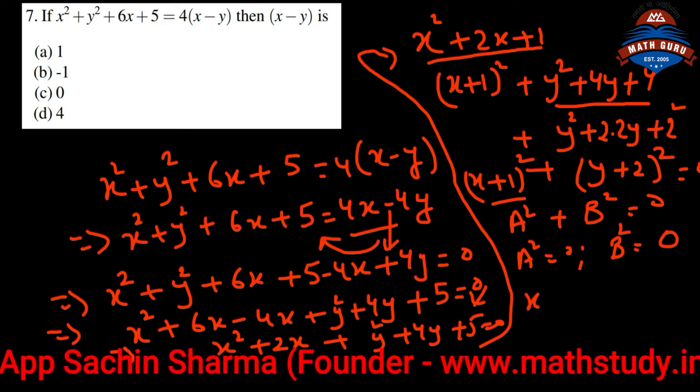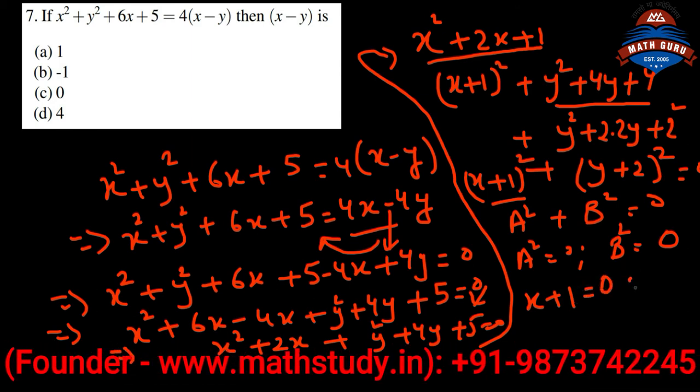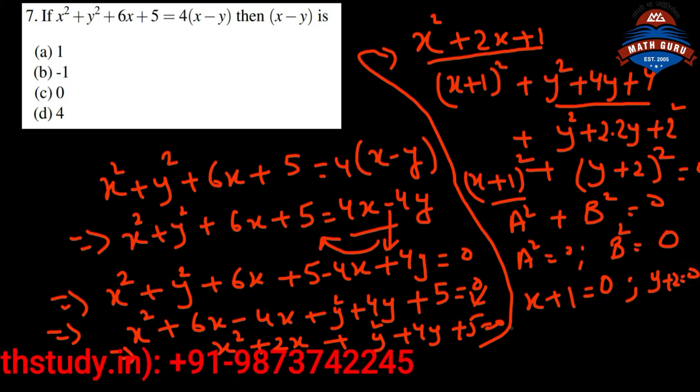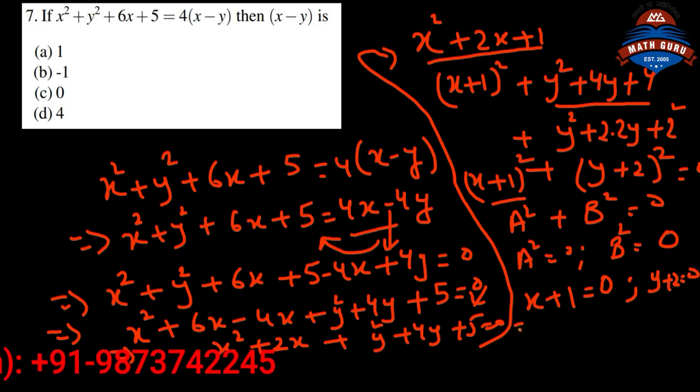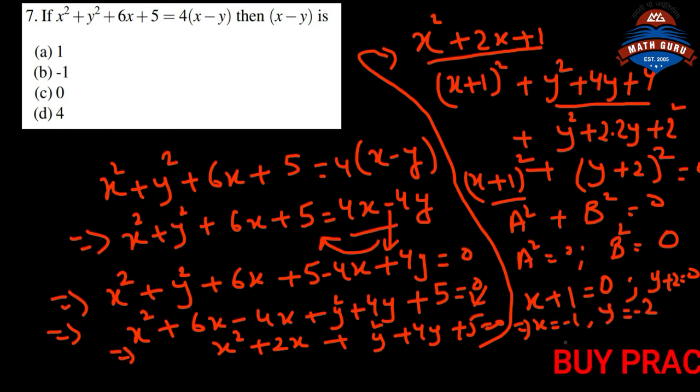Now x plus 1 whole square is 0, or we can just write x plus 1 equal to 0, and similarly y plus 2 equals 0 here. Now this implies x equals minus 1 and y is equal to minus 2.